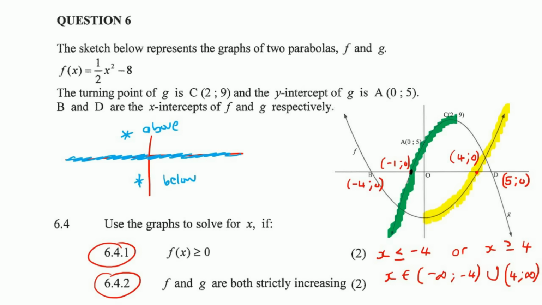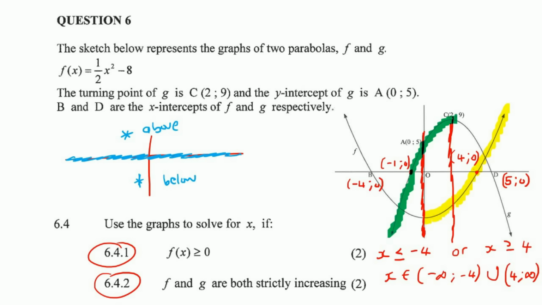Okay, so where is the overlap? The overlap is going to be from this y-axis up to this turning point. Can you see? Yeah, at the turning point there, sorry. So in that region there, both graphs are increasing.